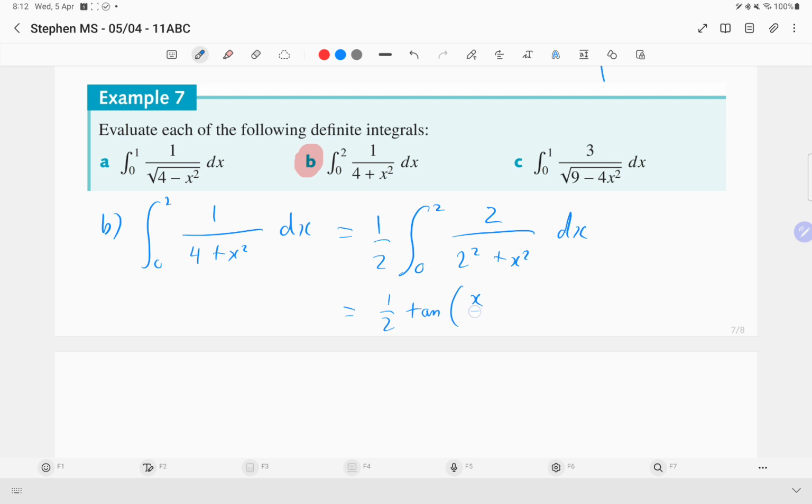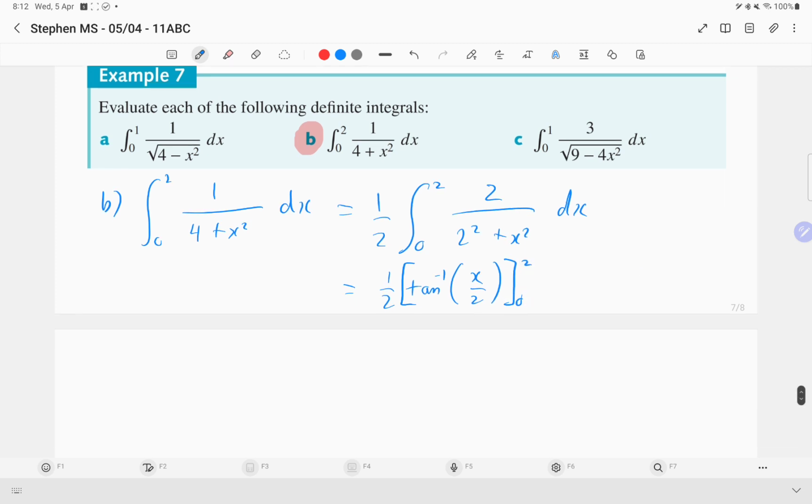Now then, you can go x on 2. And then from 0 to 1, right? Yes. And remember 0 to 2. So that will be 1/2 of inverse tangent. Remember, I just took out the 1/2 as a constant factor. So that will be inverse tangent of 1 minus inverse tangent of 0.